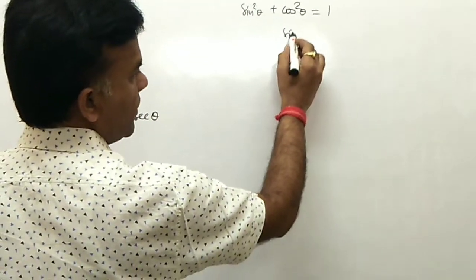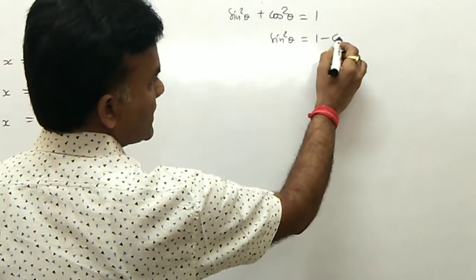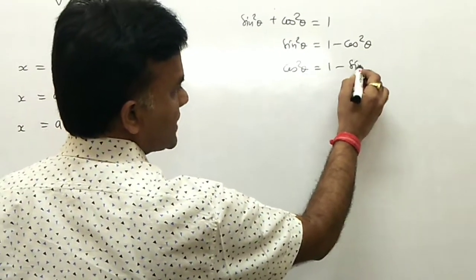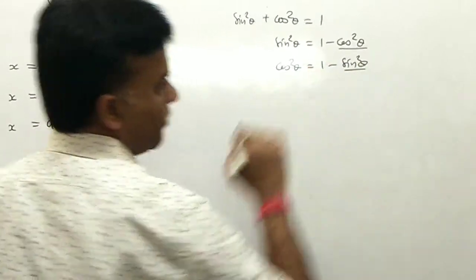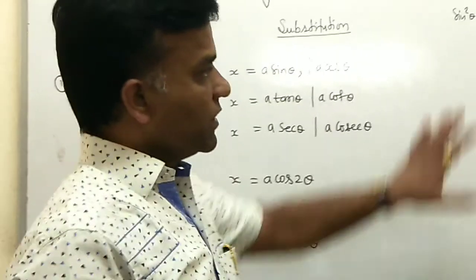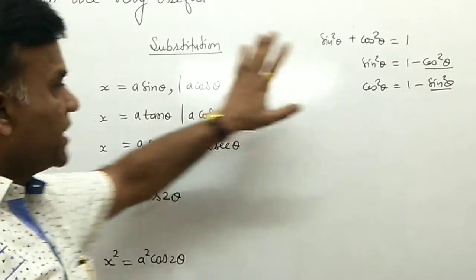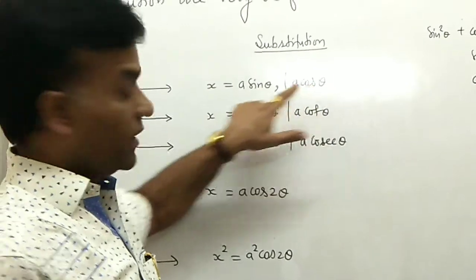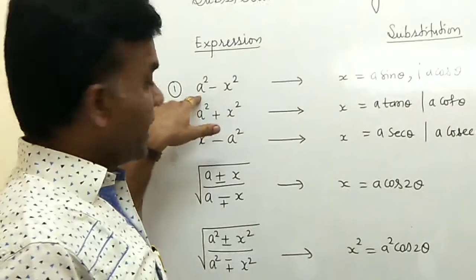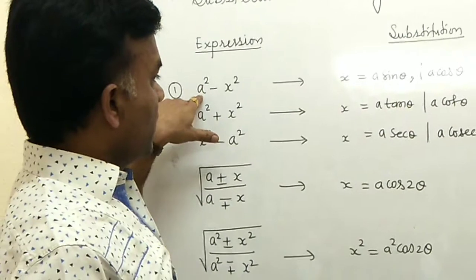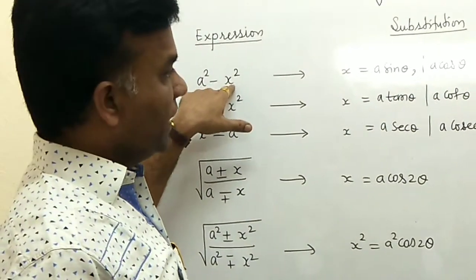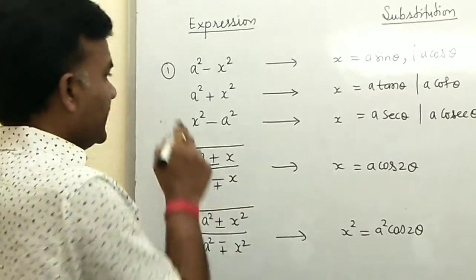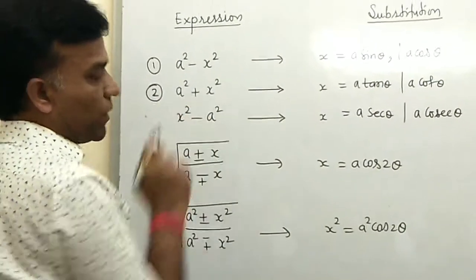So sin square theta equals 1 minus cos square theta. Similarly, cos square theta equals 1 minus sin square theta. So there are two forms only, 1 minus sin square and 1 minus cos square. On the basis of these identities, we substitute x equal to a sin theta or x equal to a cos theta. Here a square means any scalar term, like 4 minus x square, where a is 2, and then you substitute and get the solution in trigonometrical form.